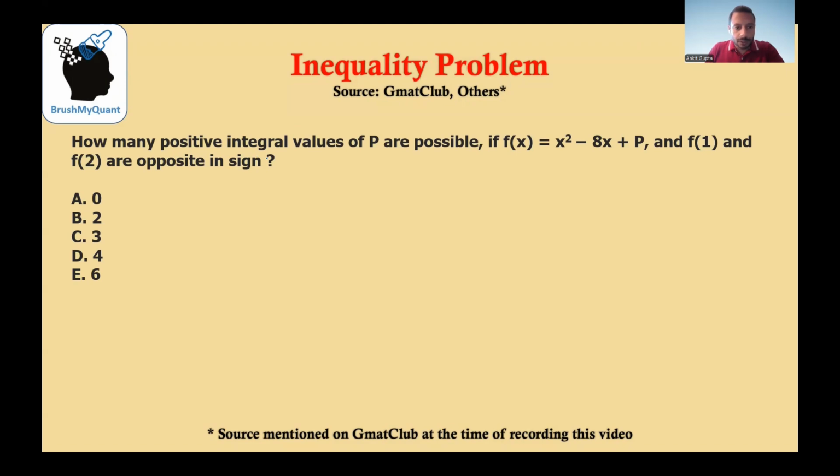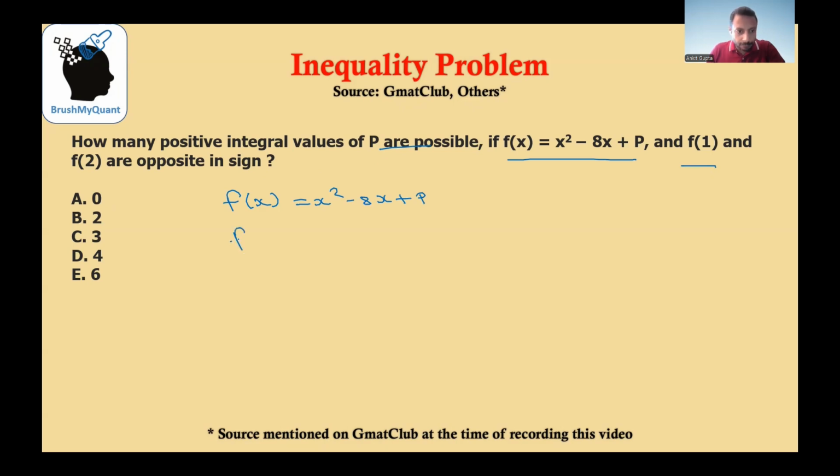How many positive integral values of p are possible if f of x is equal to x square minus 8x plus p and f of 1 and f of 2 are opposite in sign? Now f of x is given to us. So f of x is equal to x square minus 8x plus p, and it is given to us that f of 1 and f of 2 have opposite signs.